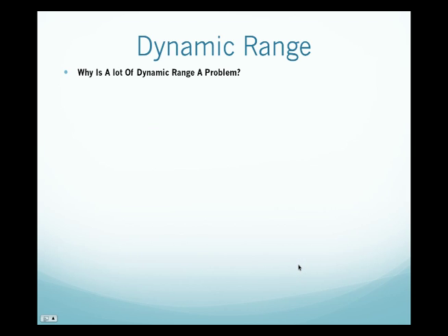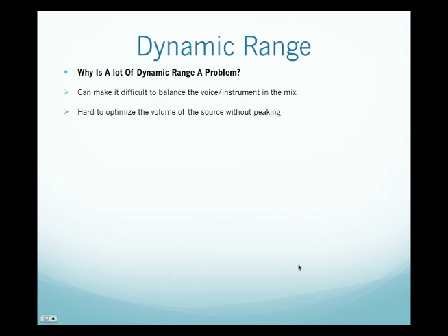So why is a lot of dynamic range a problem? First of all, a lot of dynamic range can make it difficult to balance the voice or instrument that you have in your mix, so that's one of the things we have to be careful about. Also, it can be really hard to optimize the volume of the source you recorded. It's hard to turn it up to its optimal level without peaking, because those spikes could cause us to peak. So we're not really able to turn up so that the lower level passages can be heard as well.